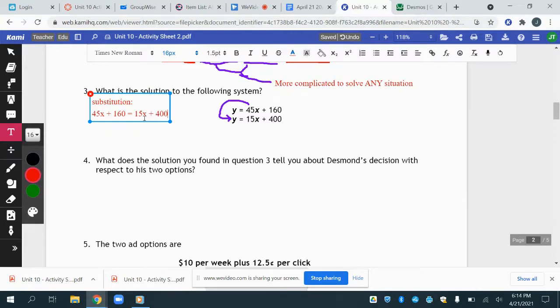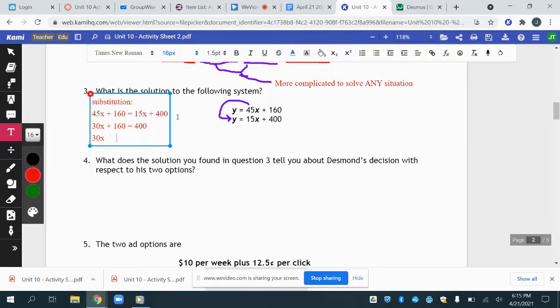Now that makes sense. y is how much it costs. We're saying, when will this cost the same amount as that? And we're going to find out when they cost the same amount. We just have to solve the problem. I'm going to take away 15x from each side, and I'm going to have 30x on this side. That's 30x plus 160 equals, the 15x is gone, and we have 400. I took away 15x from each side. Now I'm going to take away 160 from each side.